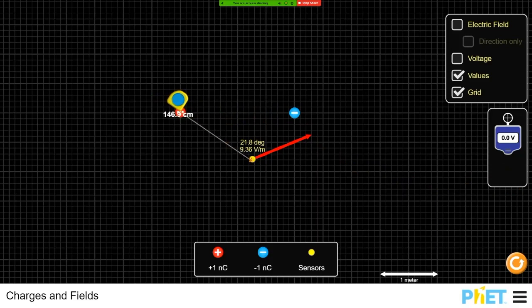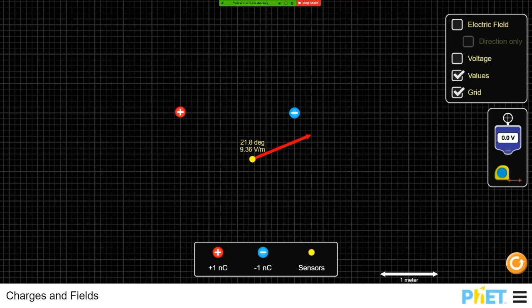So from the positive charge to the electric field sensor is 148.8 centimeters or so. So you can drop that tape measure off.